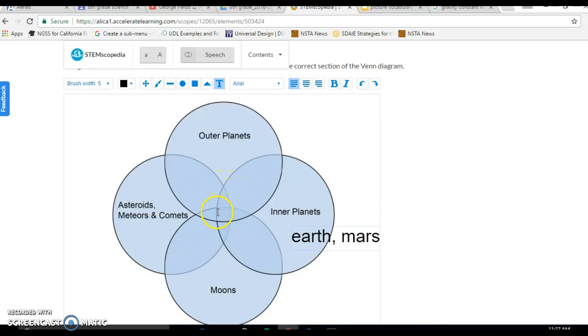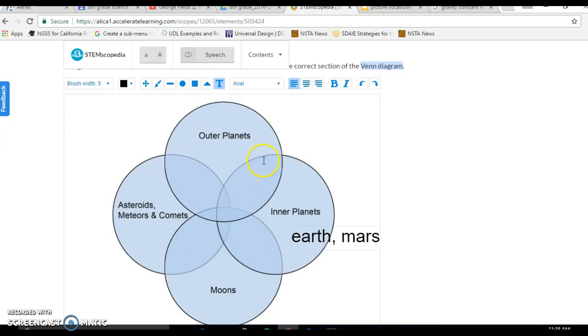But look at these zones right here where two bubbles overlap. So you have inner planets, you have outer planets. Is there anything in common between inner and outer planets? This space right here is reserved for anything that would be common between those two. So, just giving an example, you end up putting a lot of information in this, what's called a Venn diagram, and there it's spelled out for you, Venn diagram.